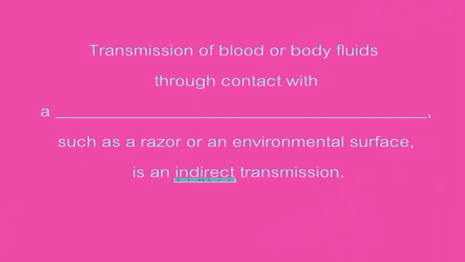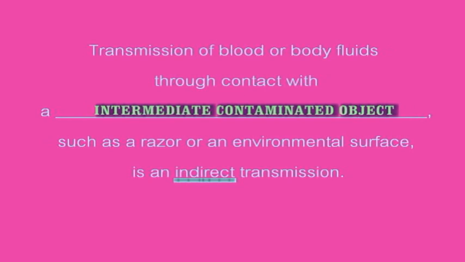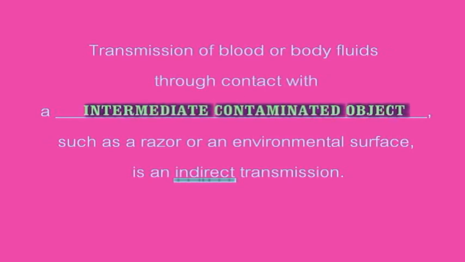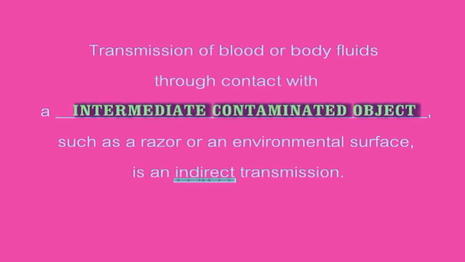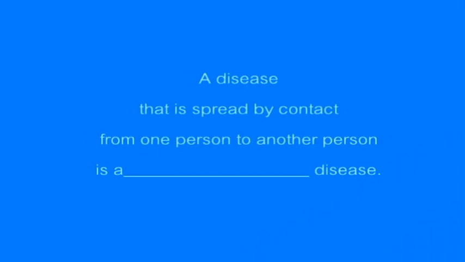Transmission of blood or body fluids through contact with a contaminated intermediate object, such as a razor or an environmental surface, is an indirect transmission. A disease that is spread by contact from one person to another person is a contagious disease.